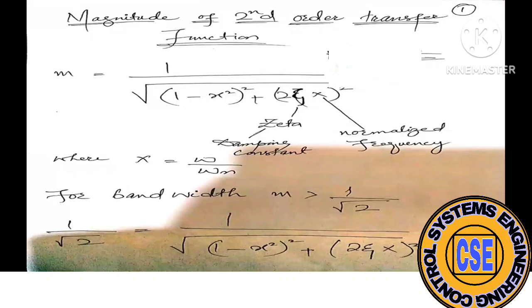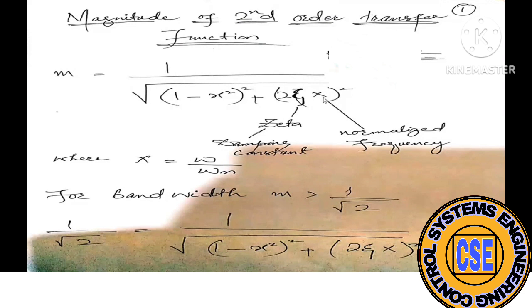We are finding the formula for the magnitude of the second order transfer function of frequency response. Our magnitude M is equal to 1 upon radical of (1 minus x squared) whole squared plus (2 zeta x) whole squared, where zeta is our damping constant, multiplied by x, the normalized frequency.